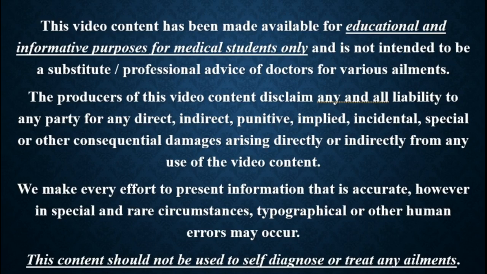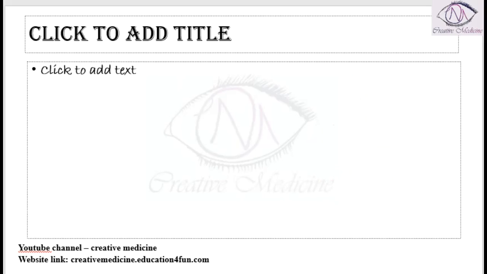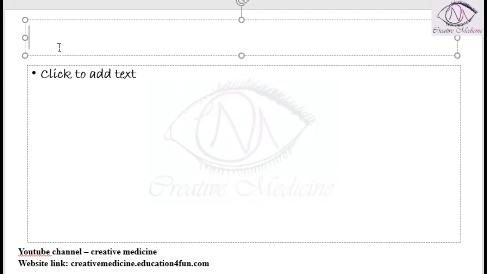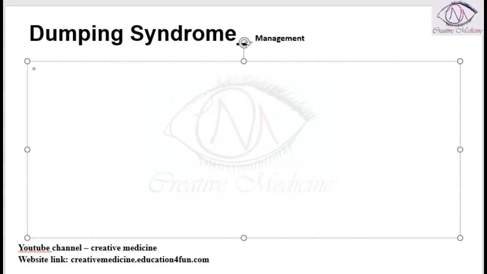In this lecture, we will learn about management of dumping syndrome. The main management is dietary therapy. In the dietary management, the diet is mainly given so that we can reduce the jejunal osmolarity. So diet is given such that we have to reduce the jejunal osmolarity.